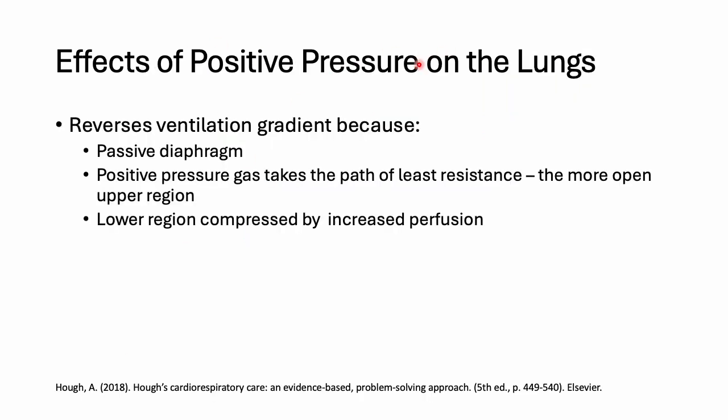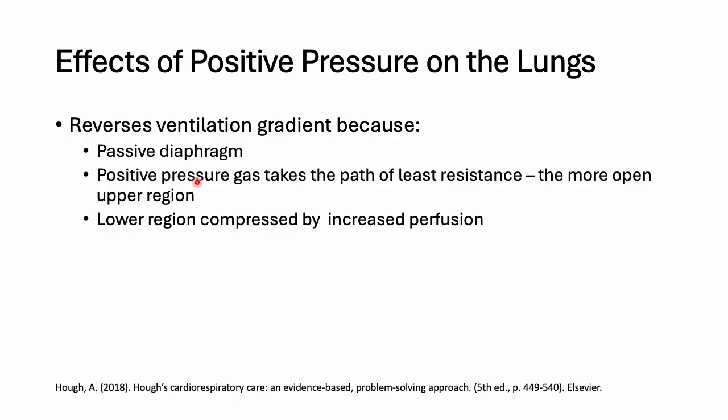So positive pressure on the lungs, okay, it reverses the ventilation gradient. So think about when you are anesthetized and you are paralyzed and therefore you're not using your diaphragm, then your diaphragm becomes passive. Okay. Now, like all gas and fluids always take the path of least resistance. So all the more when you're receiving positive pressure ventilation, same thing, the gas will still take the path of least resistance. Now, because your diaphragm is passive, and not moving, not creating that negative pressure within your lungs, then the path of least resistance is actually to the upper region of your thorax.